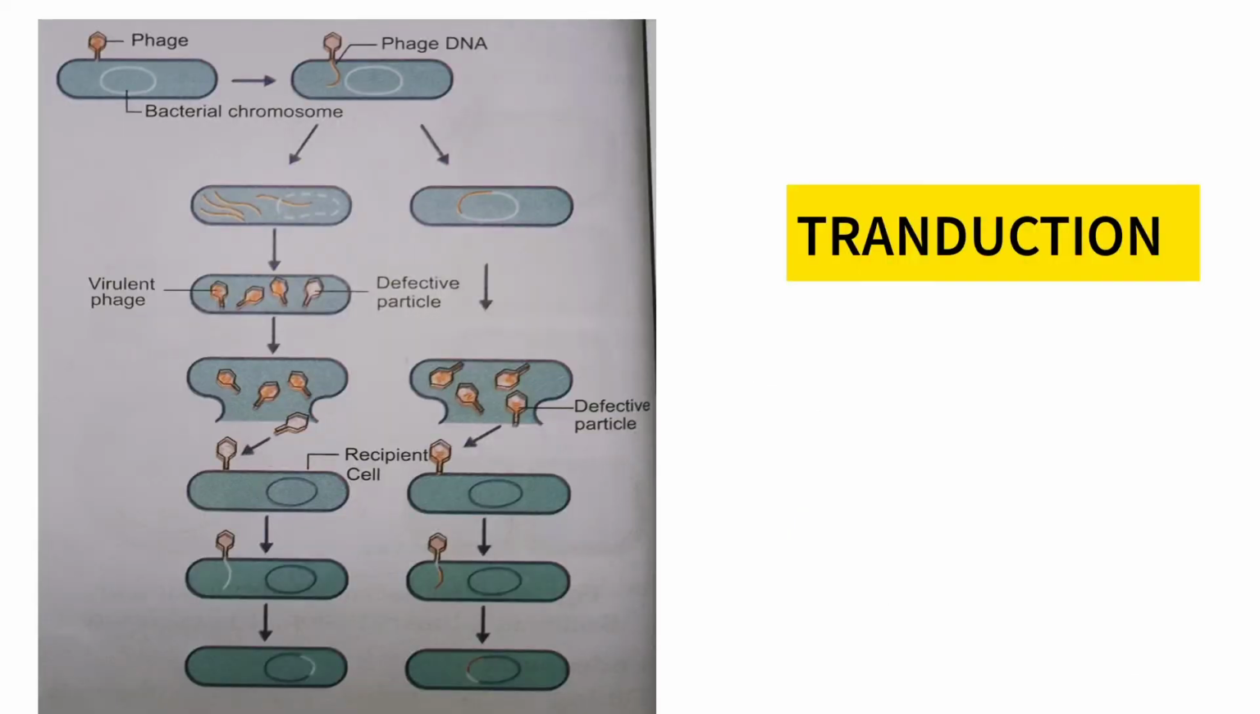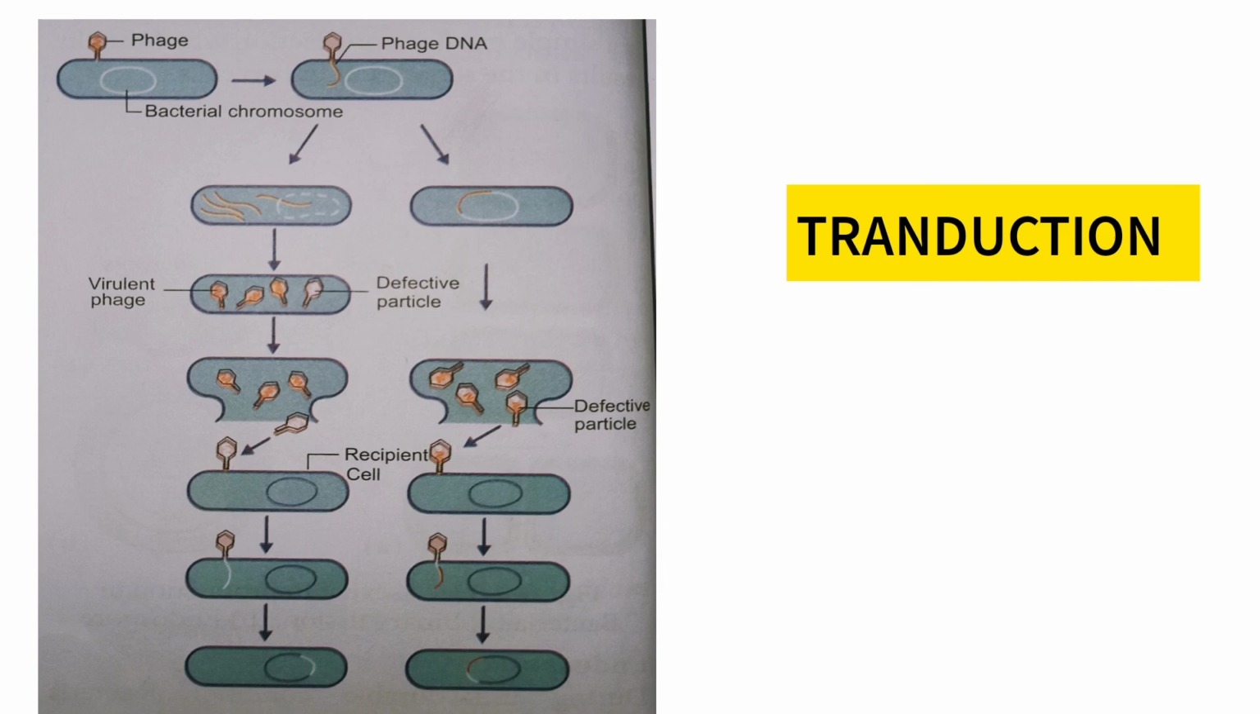And now the third type of sexual reproduction, that is the transduction process. It is a very easy one. In transduction, you have two types: one is generalized transduction, another one is specialized transduction. When you see generalized transduction, it is the ability of the bacteriophage to carry genetic material of any region of the bacterial DNA.